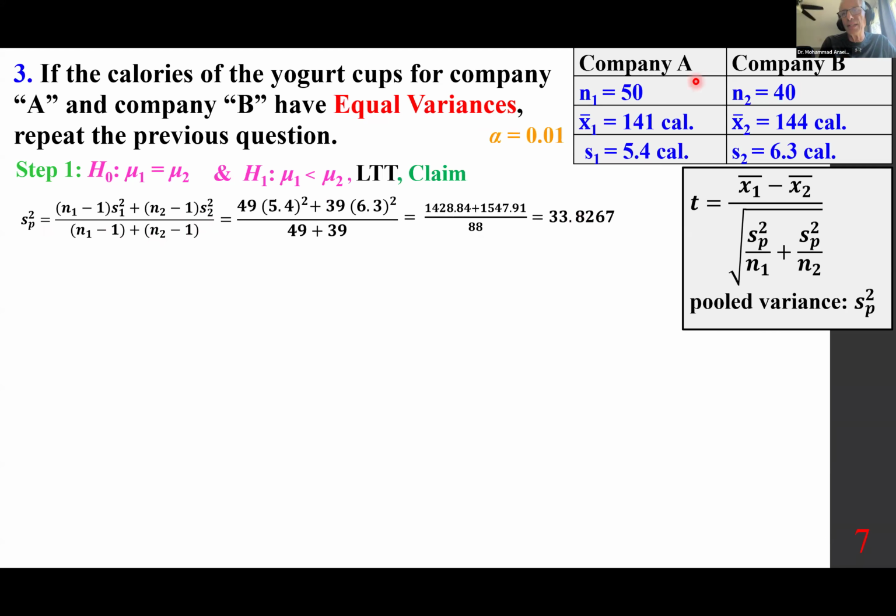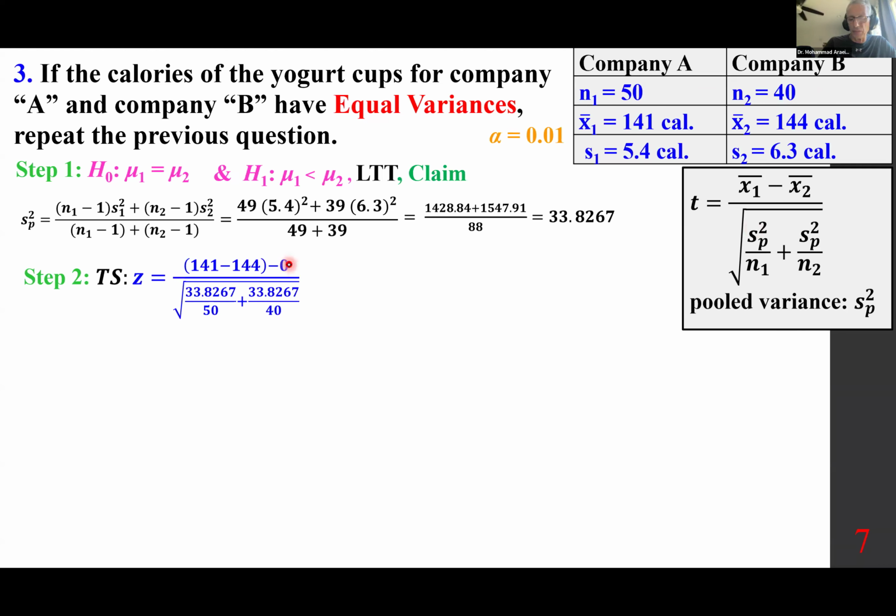If n was identical, for s sub p squared, you would square this one, add them up, divide by 2. Okay. So you would just take the average. But that's not the case. This is a weighted average because n1 and n2 are different. Having said that, now the test statistic can be calculated. I'm going to put this into this formula.